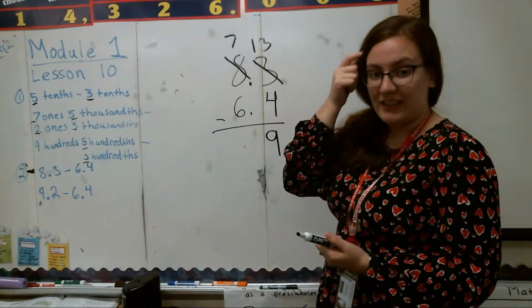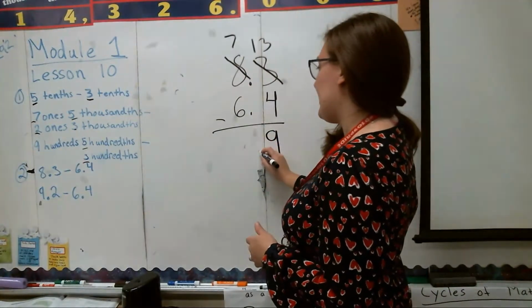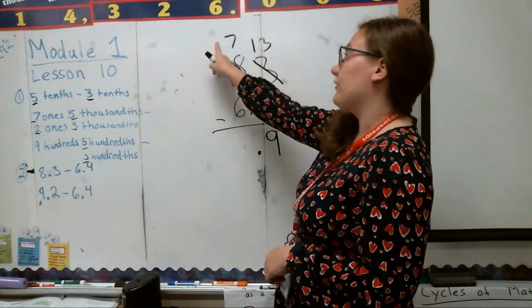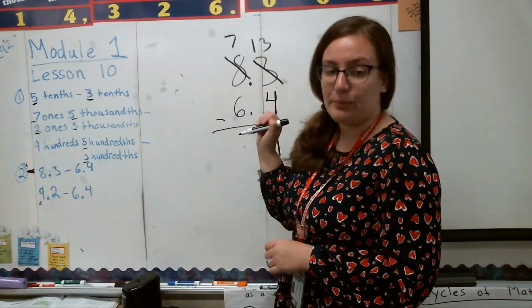That's another way for us to think about these problems. And then I'm going to bring down that decimal so I don't forget about it. And finally, I'll solve for this part. Remember, we're not doing 8 minus 6 anymore. We crossed that out because we had to borrow from it.